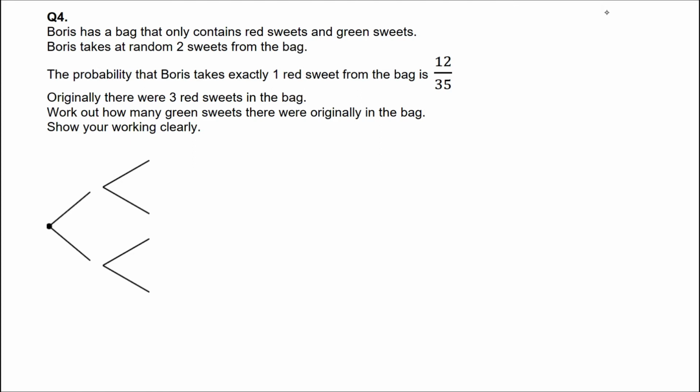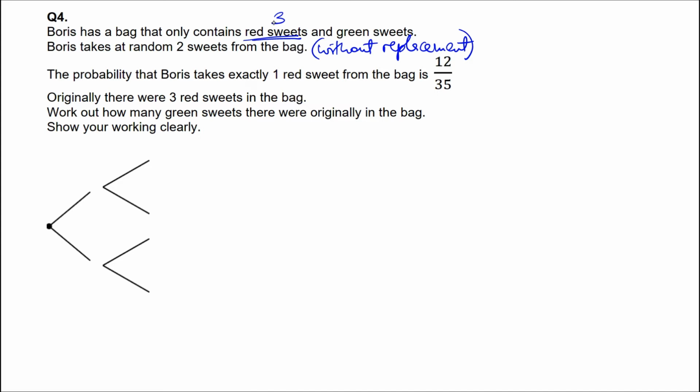In this question, we are informed that Boris has a bag that only contains red sweets and green sweets. Boris takes at random 2 sweets from the bag, so this is without replacement. The probability that Boris takes exactly one red sweet from the bag is 12 over 35. Originally there were three red sweets in the bag. Work out how many green sweets there were originally in the bag.